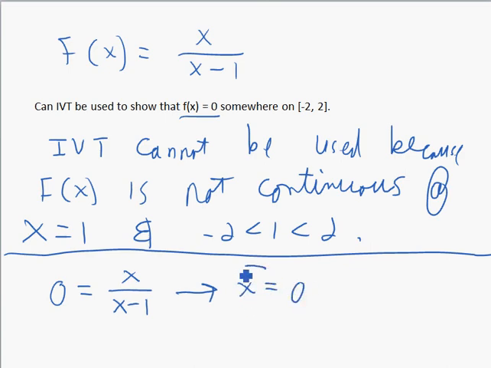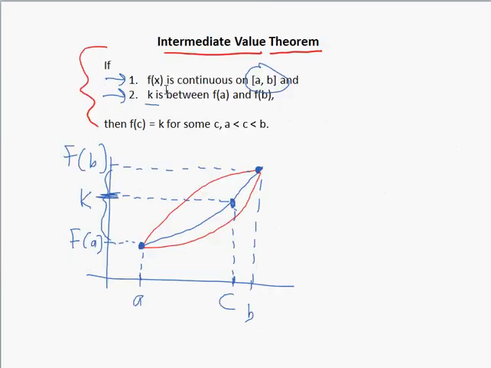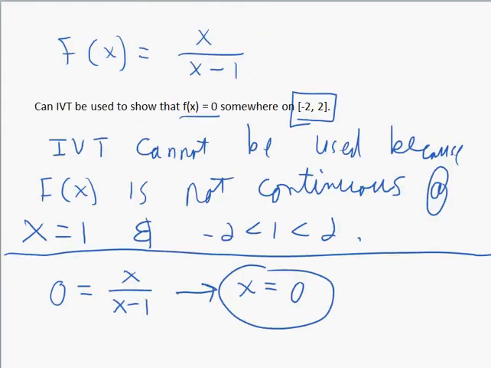So IVT is called an existence theorem because it says that if the conditions are met, then this point, f of c equals k, has to exist. It has to be there somewhere. It doesn't say what happens if these conditions aren't met. It doesn't say that this isn't going to happen. It doesn't tell us anything about that. It just says if the conditions are met, then the function has to equal any value in between the endpoints. But in this case, the conditions aren't met, but our function still equals the value we're interested in. So again, IVT does not say anything about what happens if the conditions are not met. It only says what happens if the conditions are met. That's an important thing to remember.